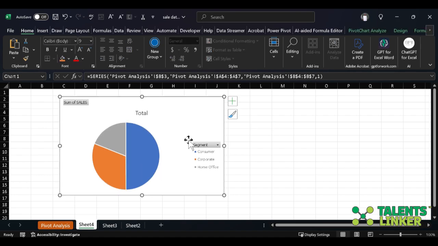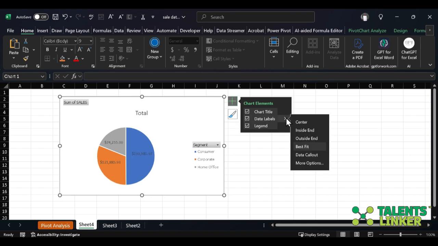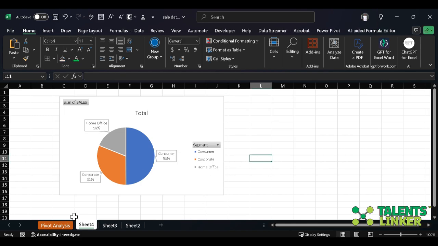So let's do some justice to that. Let's do data labeling and let's call out. If you check this particular data labeling, you see we have home office, which is 19%, consumer, which is 50%, and corporate, which is 31%. If you calculate everything together, it goes in line with the 100% rule that we've actually mentioned.